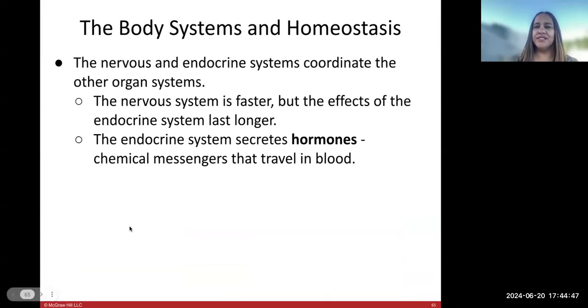The nervous and the endocrine systems coordinate the other organ systems. The nervous system is faster, but the effects don't last as long as the endocrine system. The endocrine system secretes hormones, which are chemical messengers that travel in the blood to different areas of the body.